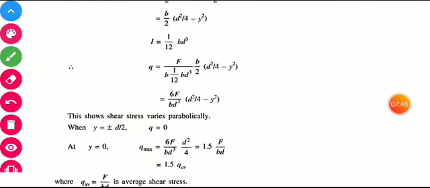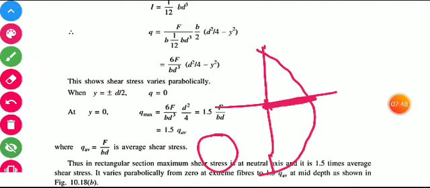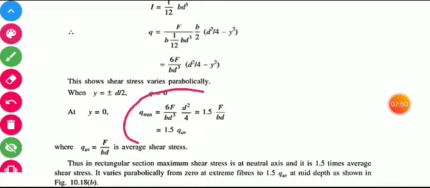will be equal to 1.5 times F upon b d, which is noted as 1.5 times the q average. That means the maximum shear stress is 1.5 times the average shear stress. These two things are very important, and they are asked in various competition exams like GATE.